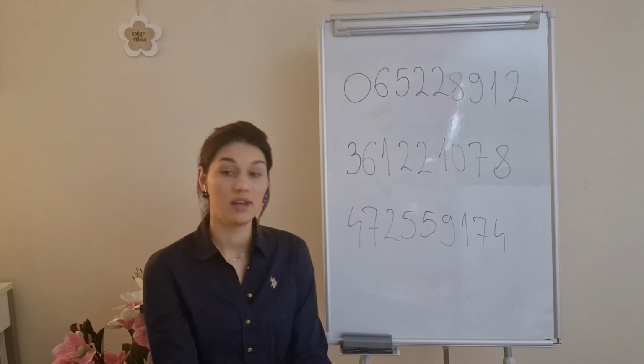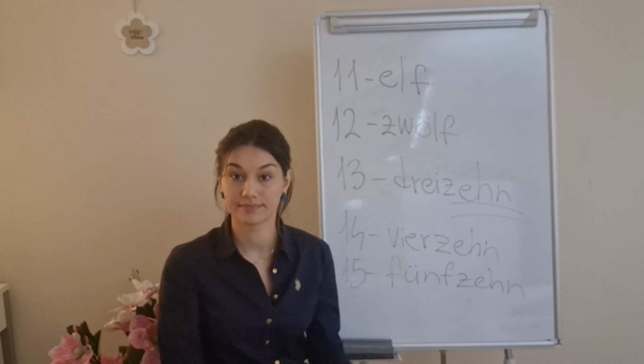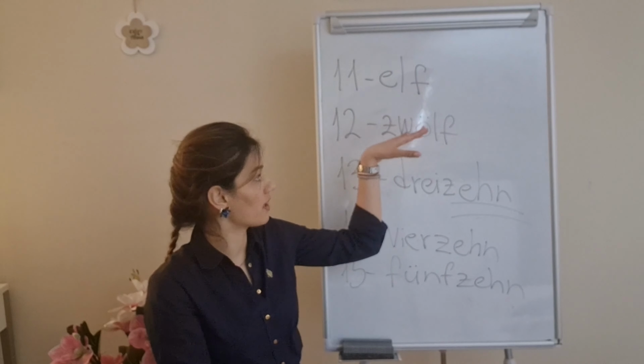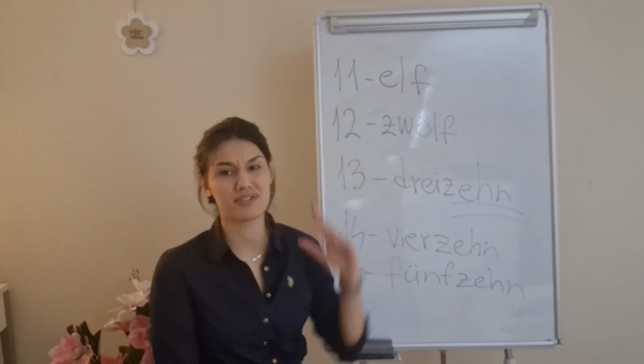Now we are going to learn the numbers from 10 to 15. So the first two numbers are going to be a bit harder because there is no logic. So number 11 will be read as elf. Repeat after me, elf.